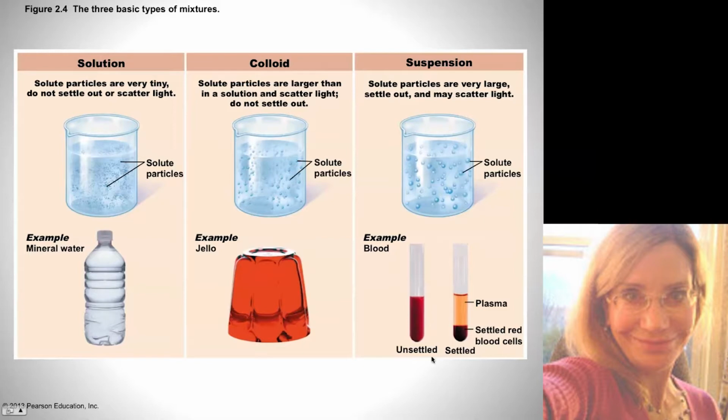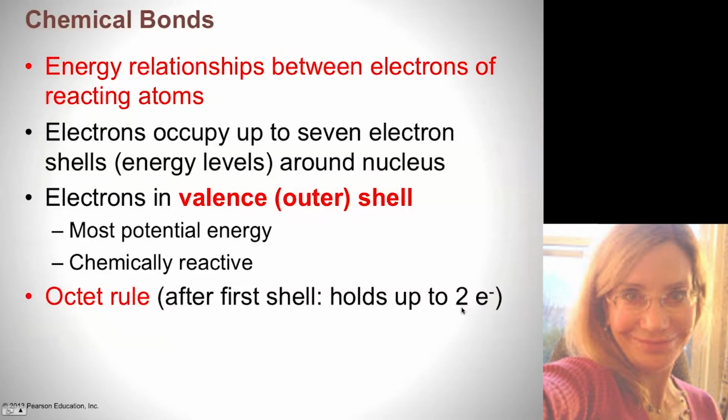The heavy particles will settle out of solution, like the red blood cells. We call these the formed elements. And so you can see these layers. Up at the top is the plasma, which is the liquid portion of blood.